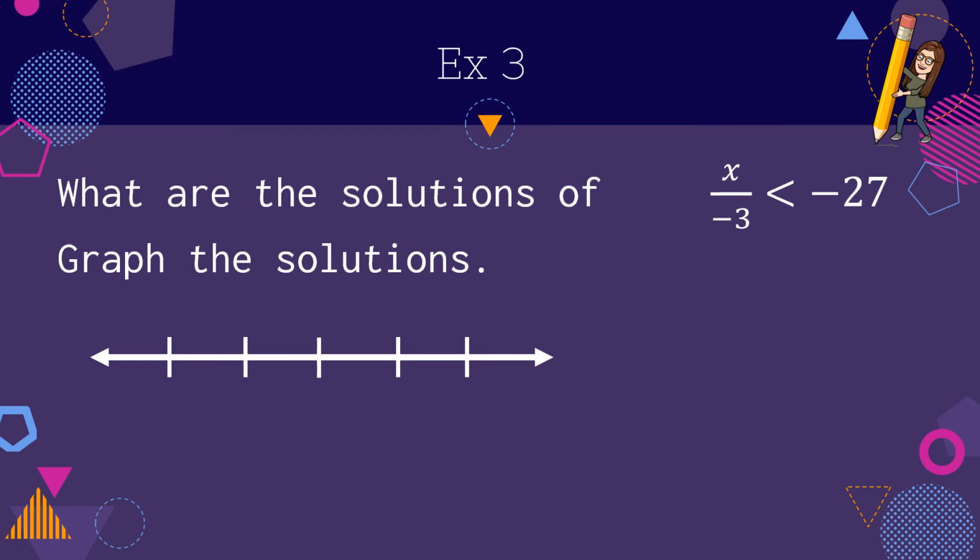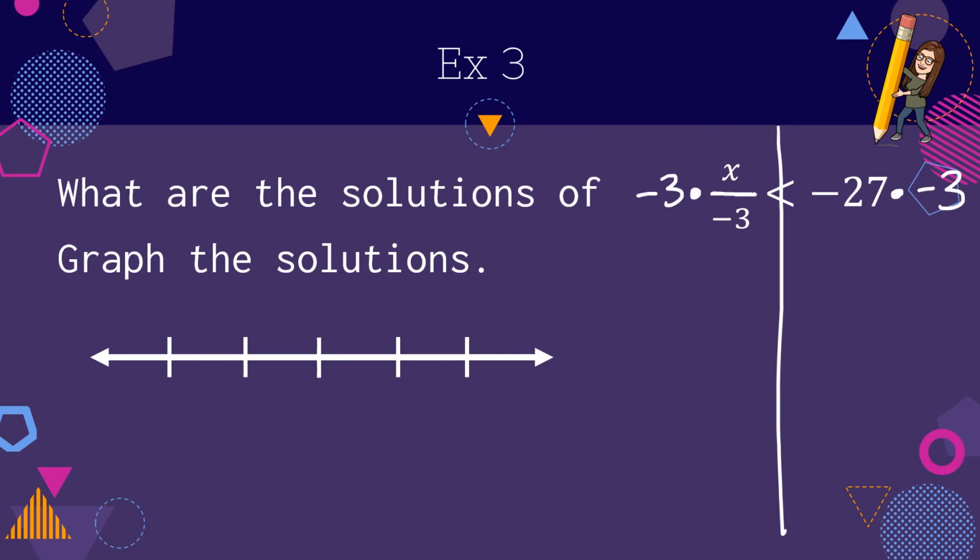Let's try another one. We're going to draw a line down the symbol. Right now it says x is divided by negative 3. So to undo division, we do multiplication. Instead of divide negative 3, let's times by negative 3.